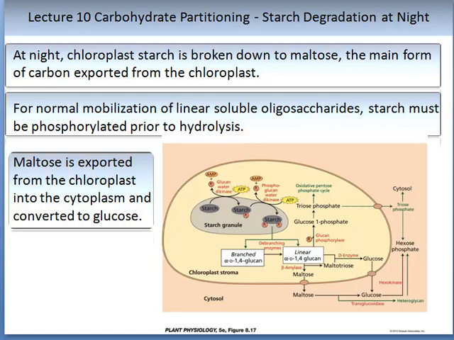At night, chloroplast starch can be broken down to maltose, the main form of carbon exported from the chloroplast. For normal mobilization of linear soluble oligosaccharides, oligosaccharides meaning many saccharides, starch must first be phosphorylated prior to hydrolysis. Maltose is exported from the chloroplast into the cytoplasm and converted into glucose. The figure on the slide is from the textbook, figure 8.17, and this illustrates the concepts we've been describing above.